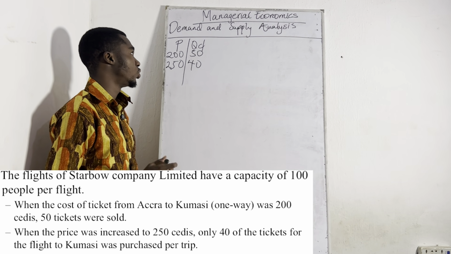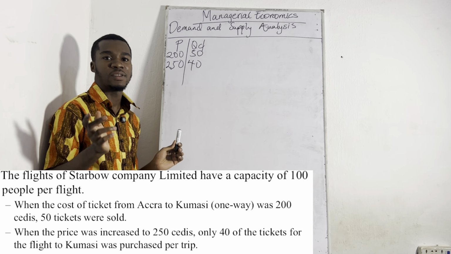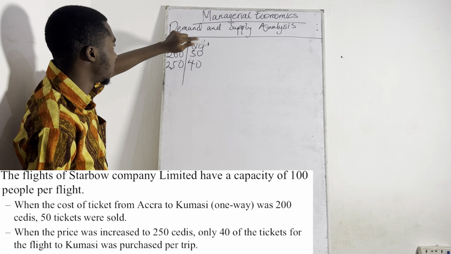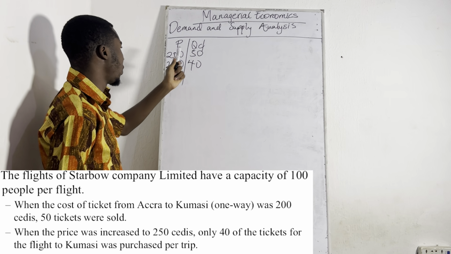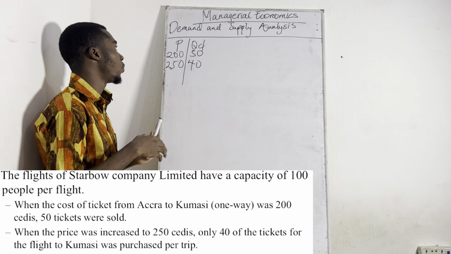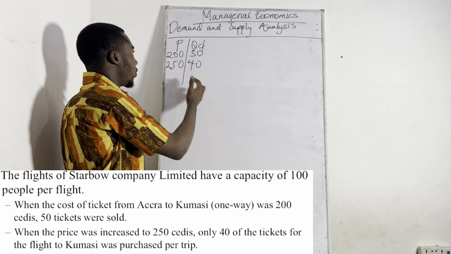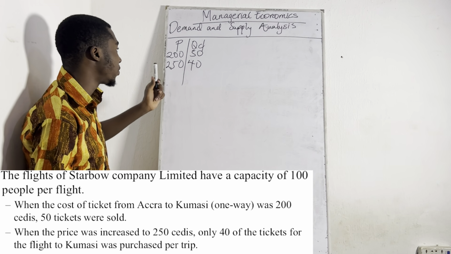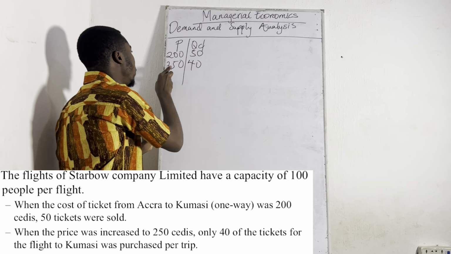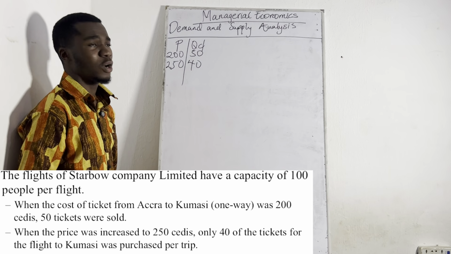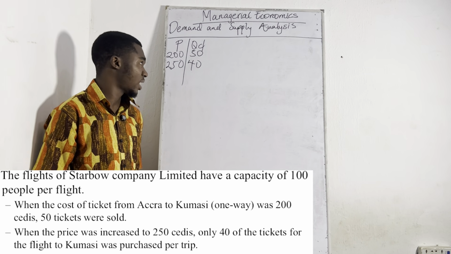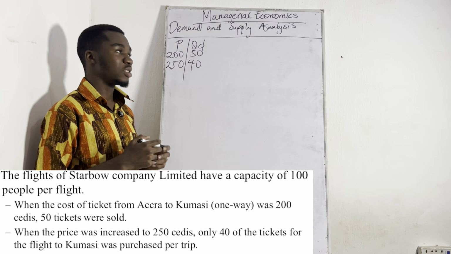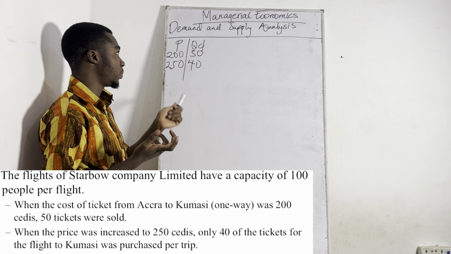Now, anytime you want to draw the graph for it, before you even draw the graph, they can even ask you that, now you know that when the price was 200, the quantity demanded was 50. When the price was 250, the quantity demanded was 40. So what have you noticed? You notice that when there's an increase in price, the quantity demanded falls. But now you don't know the rate at which it falls. Okay, so they can ask you that when the price increases again from 250 to 350, what will be the quantity demanded? Do you get it? Now we know that when the price increases, quantity demanded will fall, but at what rate?